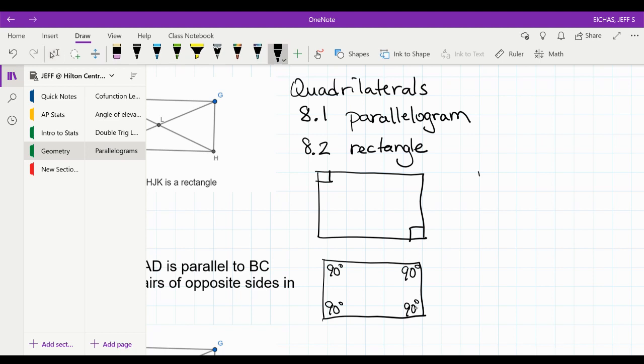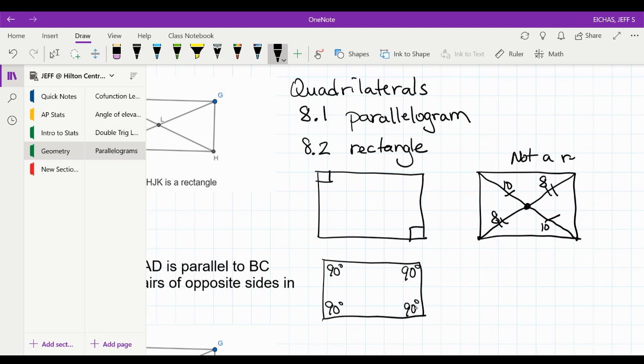The other upgrade is when you have a parallelogram, the diagonals at least bisect each other. Now, what I mean by that is, this would not be a rectangle, by the way. If this one's 10, then that one's 10. If that one's, say, 8, then this one's 8. Now, this would not be a rectangle because it doesn't fit another property that's required for a rectangle. It would be a parallelogram because the diagonals bisect each other.